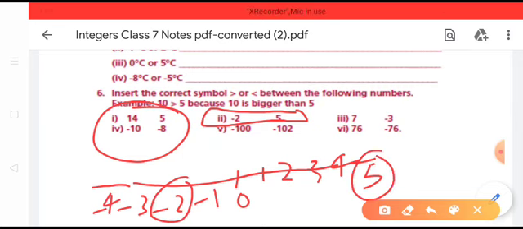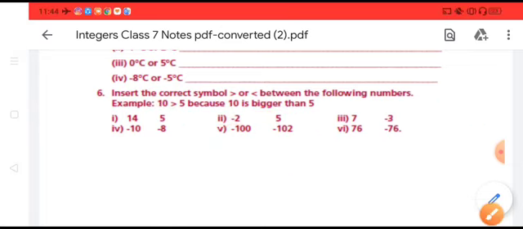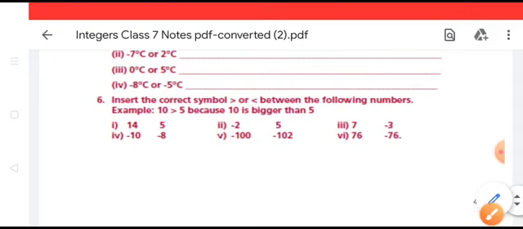Then you tell which symbol between minus 2 and 5 you write. You know that the minus value is always the lowest value and the positive value is the highest value. Then you make the sign between them like this. Okay, and the remaining options you can do yourself.